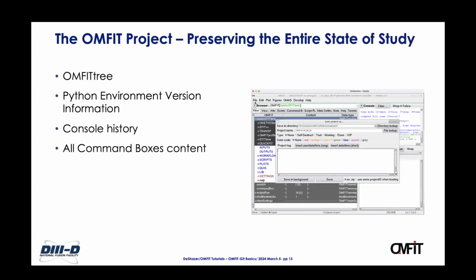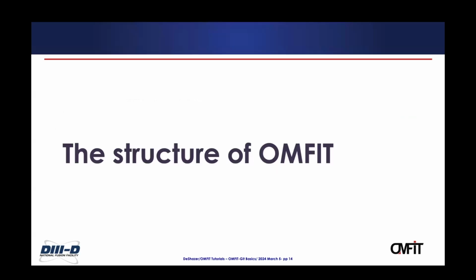And so the next part is the project. The great thing about the project, and I'll illustrate this a little bit more, is that the project takes the entire tree and some of the other elements like the console, history, the Python environment version information, and all the command box contents, and it packages it as a unit and saves it to disk when you want to save it, and brings it back together when you want to revive it. Having this concept of a project is really great, because I'm going to hopefully try to illustrate how bad it can get.